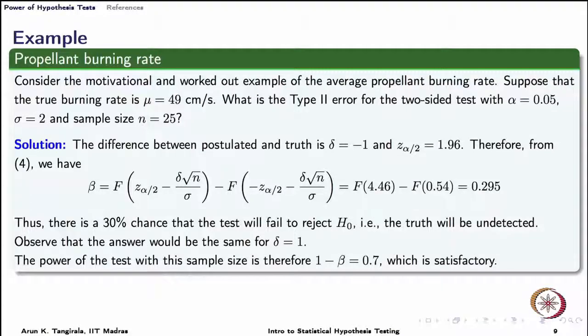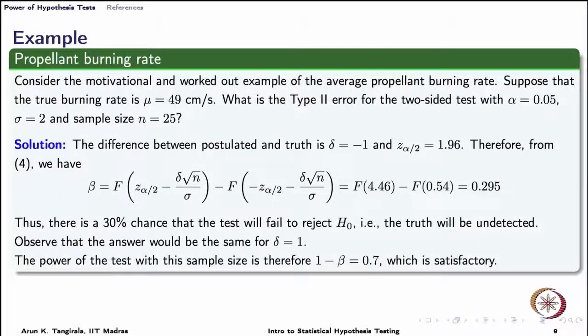Let us look at an example of the propellant burning rate, our favorite example from the book by Montgomery and Runger. We had conducted a hypothesis test with the postulated value being 50 centimeters per second, and we did a hypothesis test with sample size being 25 and the standard deviation specified as 2 centimeters per second.